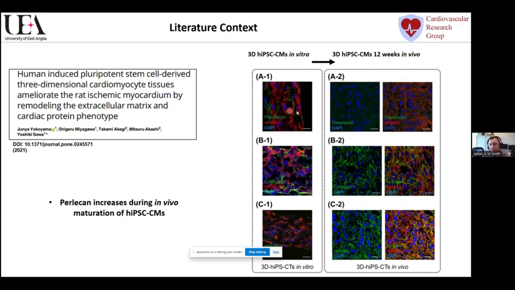And they highlighted some differences between the in vitro and the in vivo more matured tissues. And again, they saw some differences in things like fibronectin and collagen 4, but the difference in Perlecan is really striking. You can see in the in vitro tissues, they can hardly detect Perlecan in green, but following 12 weeks of in vivo maturation, Perlecan goes through the roof. So again, this further supports our hypothesis that it's important in the process.